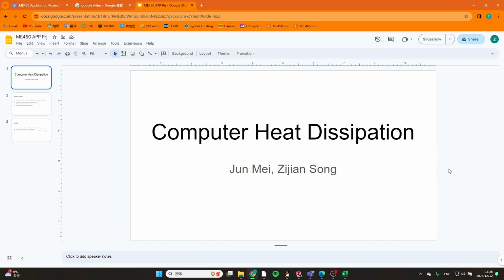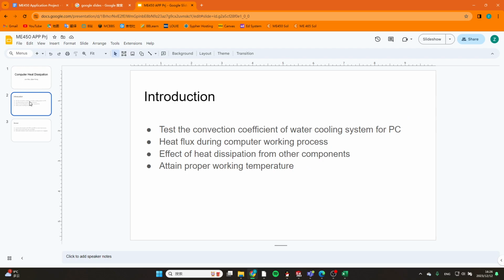projects the computer heat dissipation testing. The main purpose is to test the convection coefficient of a water cooling system for PC, and also calculate heat flux during the computer working process for CPUs, and also to test the effect of heat dissipation on CPU from the other components. And also, to do this, we need to measure the working temperature of the other components.